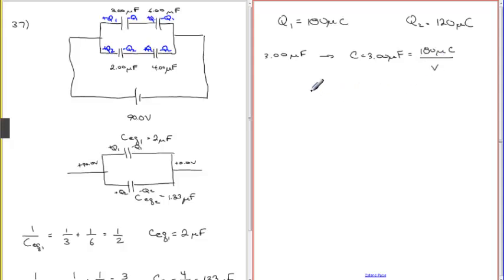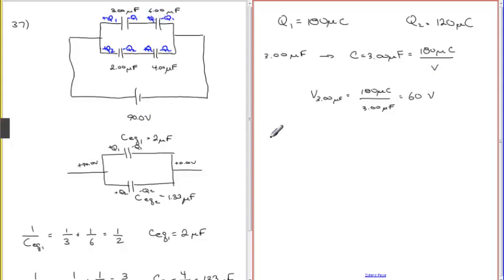That's our unknown now. So our voltage across the 3 microfarad capacitor is just going to be 180 microcoulombs divided by 3.00 microfarads. The micros cancel out, and 180 divided by 3 is 60, so we get 60 volts. And it has to be somewhere between 0 and 90. It can't be more than 90. So it works out, makes sense.